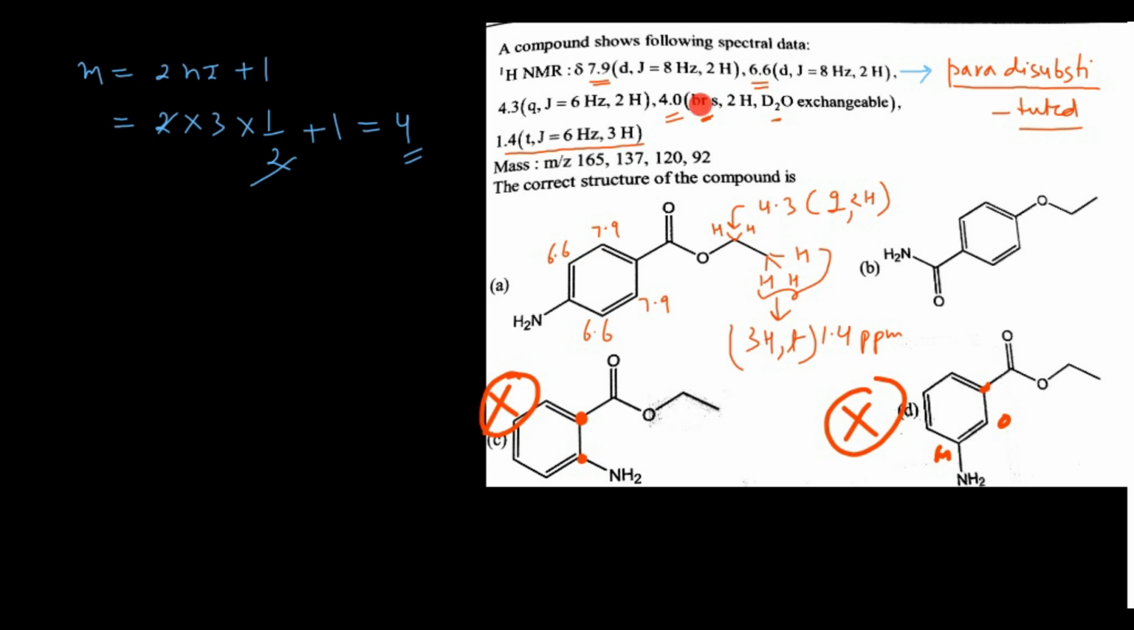So the signal which you are getting at 4.0 ppm for this hydrogen is due to the protons attached to the nitrogen, because nitrogen is electron withdrawing, so it will cause the downfield shift. So this is the proton NMR spectrum of this one.